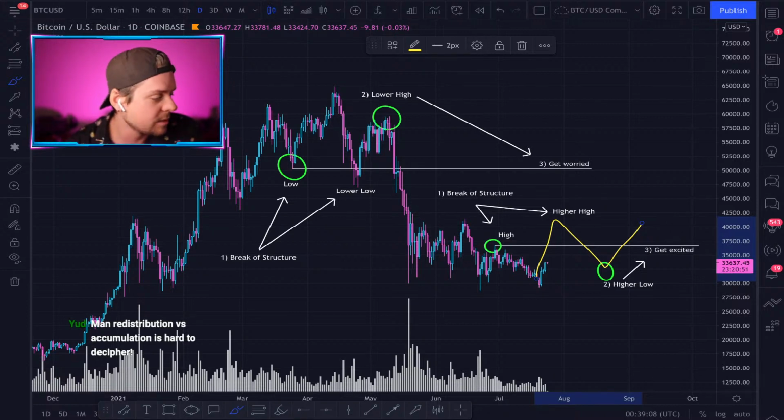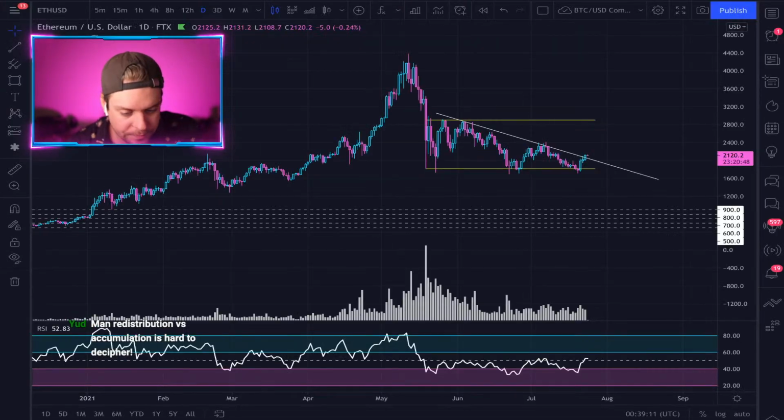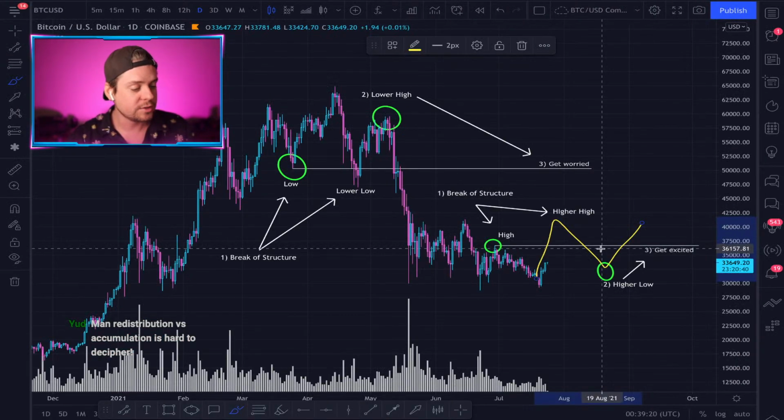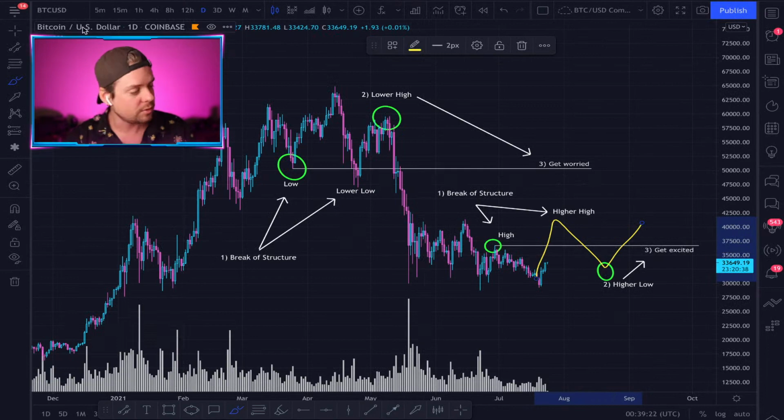Okay, so that's basically Bitcoin in a nutshell. Let's take a look at Ethereum. Yeah, redistribution versus accumulation is hard to decipher, and that's very true. So let's actually go back to our FTX chart.